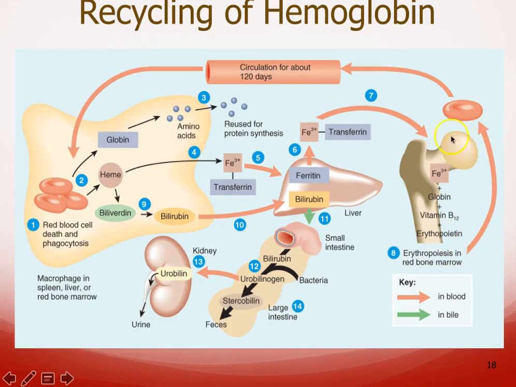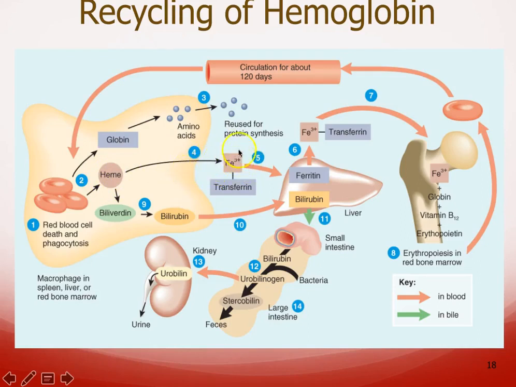Okay, hopefully that made sense. So again, red blood cells, two parts, hemoglobin. Globin's easy, it's just protein. It's broken down to amino acids, and those are reused to make new proteins. The heme part has two sort of subparts to it. The iron part is never left alone. It's always bound to a protein.